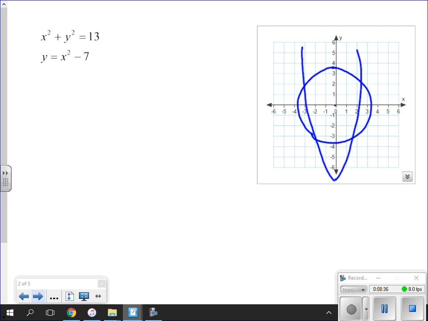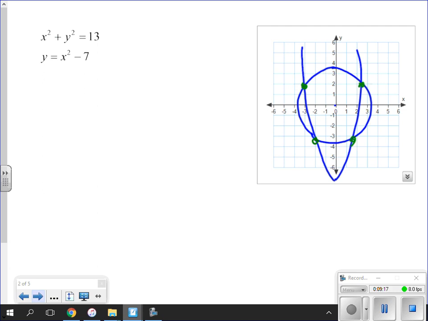Which means if my graph is accurate, how many solutions do we have? 4. Okay? That's what we're looking for. If my graph is accurate, we've got 4 solutions. Now, rearrange one of them to get the other. I'm going to tell you, it doesn't really matter, but I don't want to have 2 sets of squares.